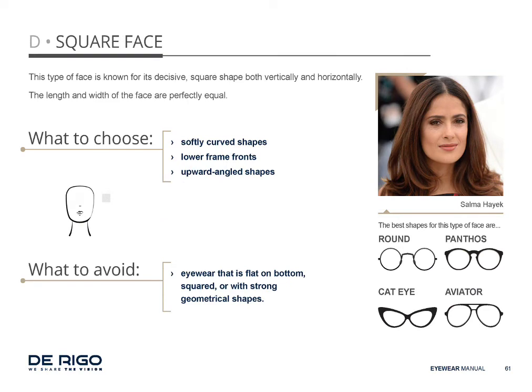The square face is known for its decisive, square shape both vertically and horizontally. The length and width of the face are perfectly equal. Someone with a square face should choose softly curved shades, lower frame fronts, and or upward angled shades. They should avoid eyewear that is flat on the bottom, squared, or with strong geometrical shapes. The best shapes for this type of face are round, panthos, cat eye, and aviator.